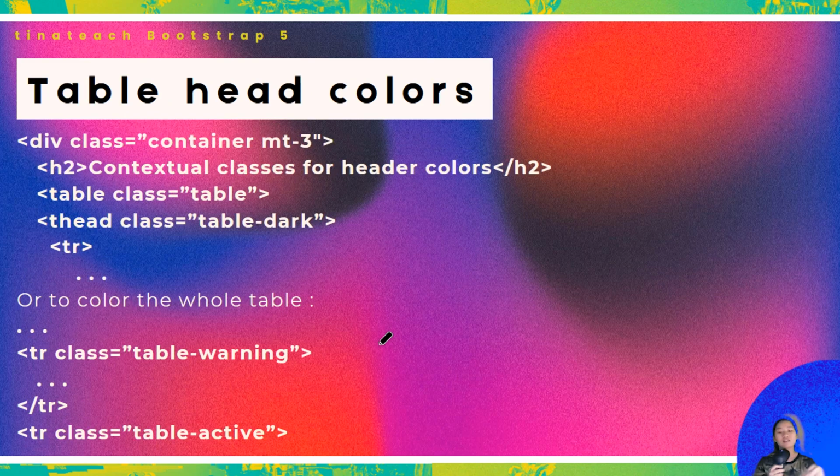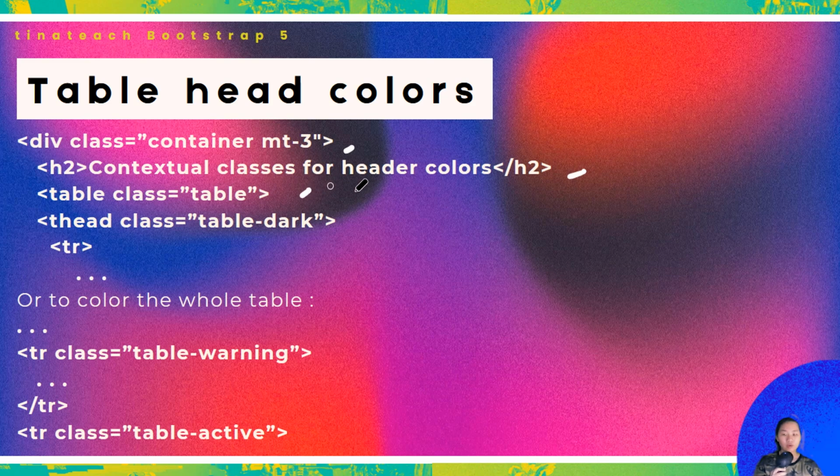Now the next section is table head colors. We start with a container mt-3 for the container div, and then we have the header contextual classes for header colors. You absolutely can apply contextual classes, what we've talked about previously, with text-primary, text-info, text-warning, or text-bg-primary, text-bg-info. You can absolutely apply that to tables as well. It's not just limited to, let's say, the p tag.